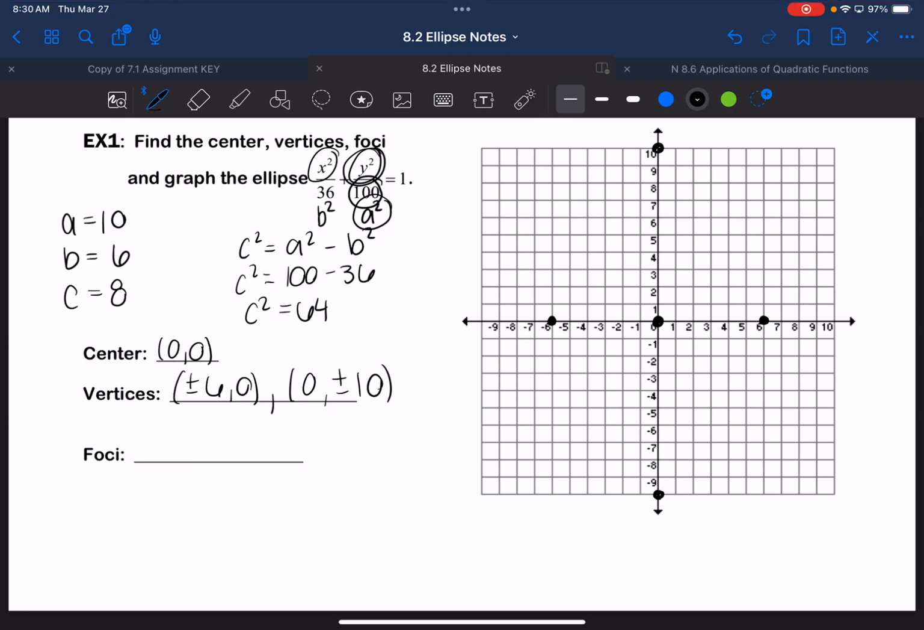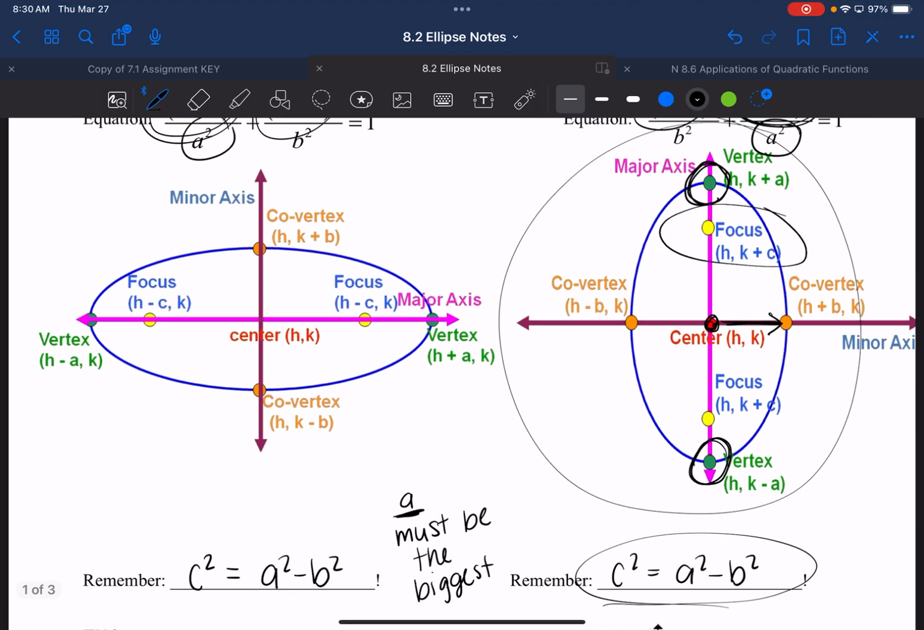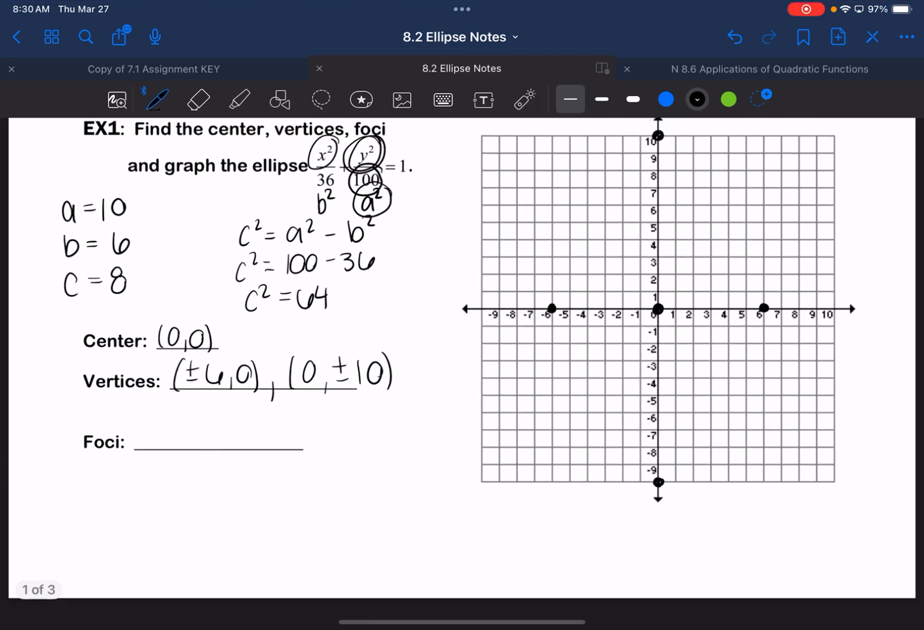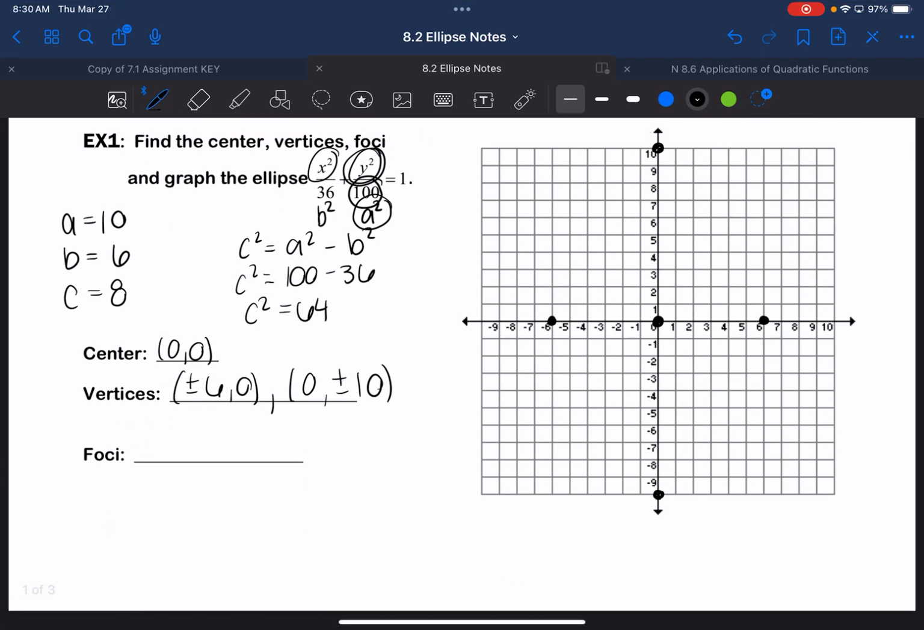All right. And then the only other thing that we're supposed to find is the foci. So like our multiple focus. Remember, those are found on the major axis, right? So those are only found here and here. And it says that you are going to add or subtract your c value to your k. And our c value was 8, right? So we're going to have one up here at positive 8, one down here at negative 8. So this would be the points 0 and positive negative 8.